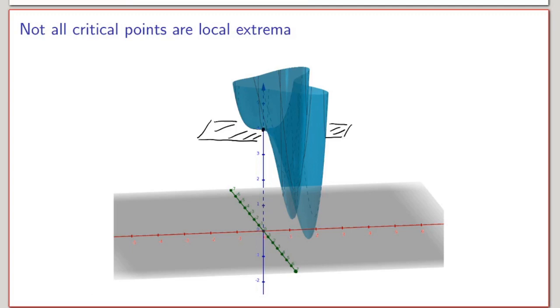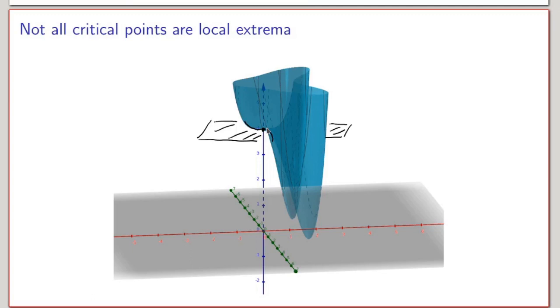So in other words, it is a critical point for the function, but you see here that it is neither a local maximum nor a local minimum, because in one direction the value of the function goes up, while in the other direction it goes down. So it is not true that f of (x, y) is greater or equal than, or less or equal than, f of (a, b) for all (x, y) in a disk centered at this point, because in one direction it goes up, the other direction it goes down.